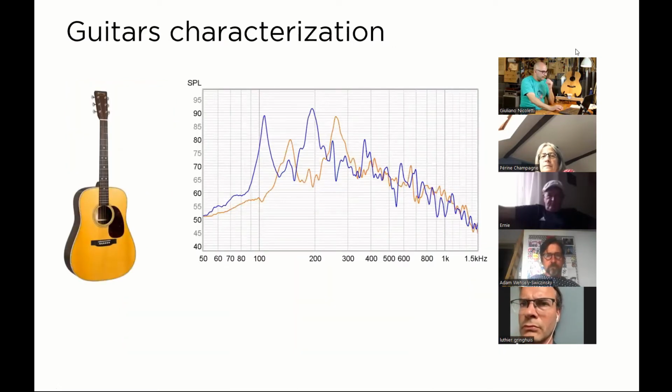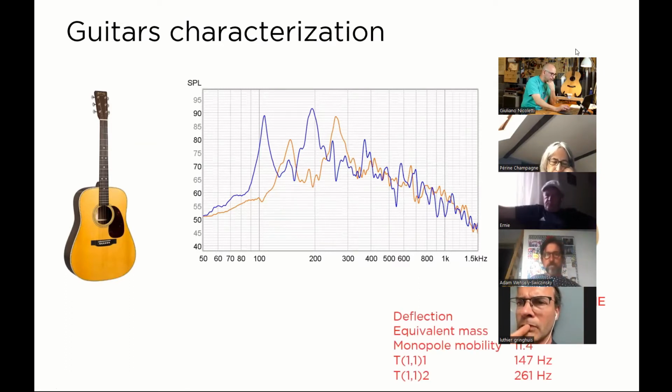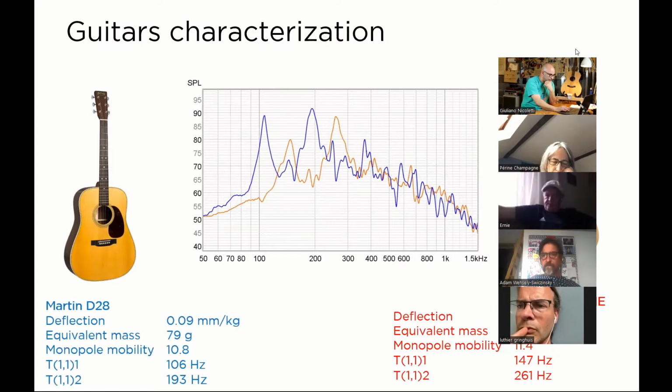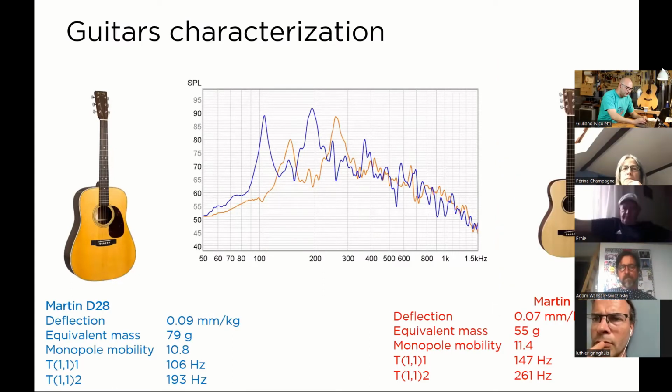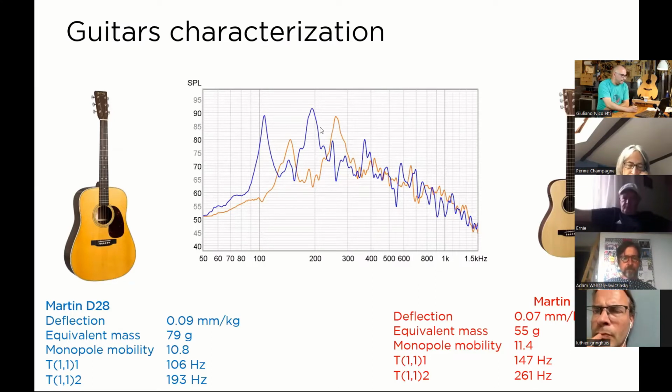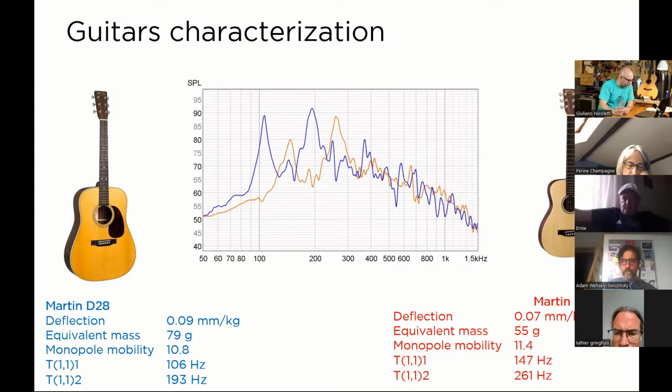So I have a series of characterizations of guitars that I wanted to share with you, to show you with some real life examples what we can see with these types of measurements. In this case, here we have, okay, I change a little bit. So we have a very big Martin D28 and a very small Martin LX1E, the biggest and the smallest guitars of the Martin catalog, and we have very interesting information.